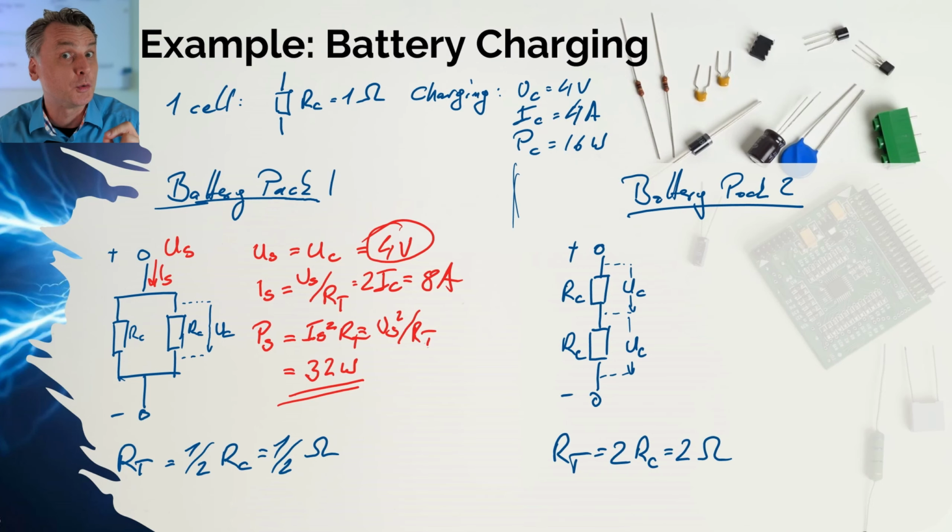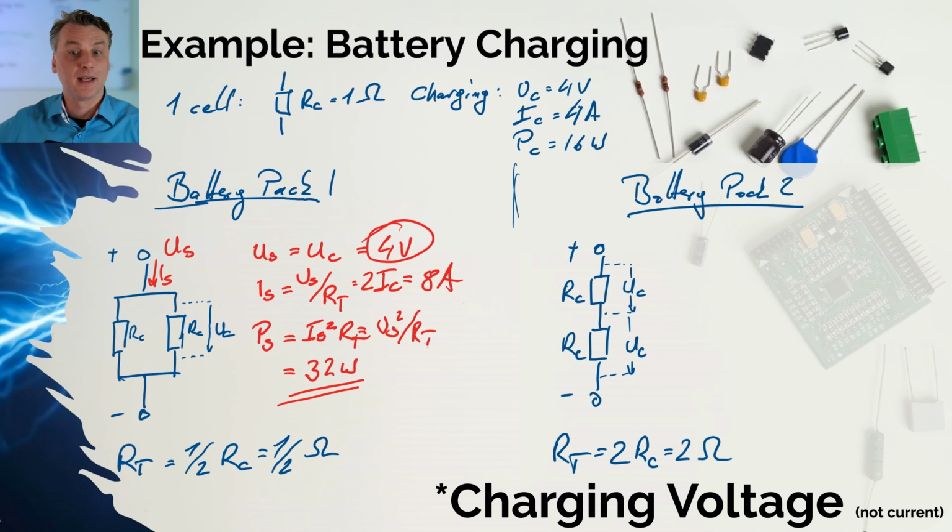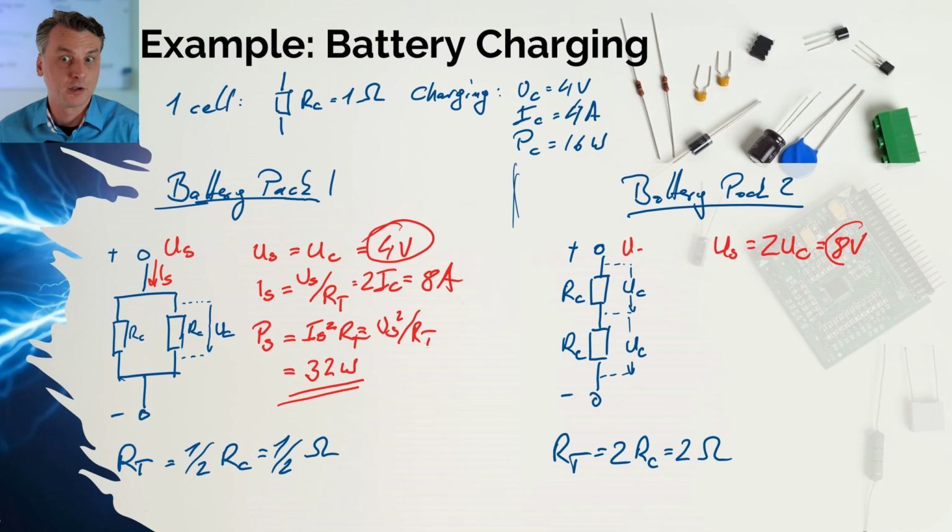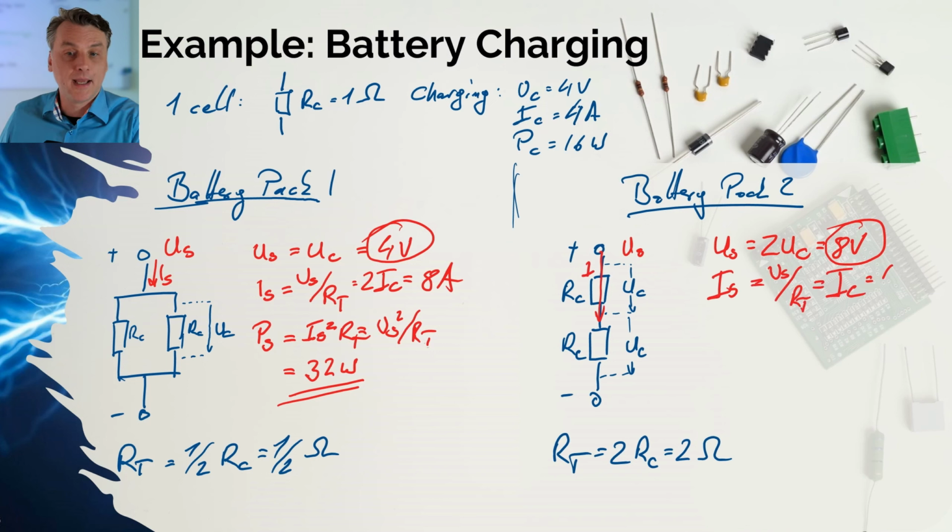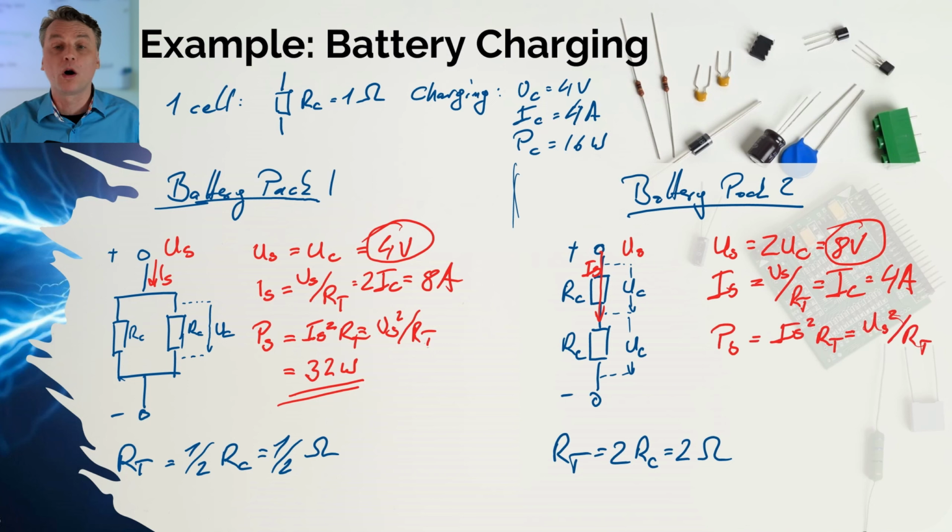Battery pack number 2. What's the supply voltage? Well, we need to supply 2 battery current drops. So that's twice the charging voltage, or 8 volts. The resulting current will be 4 amperes. And what's the power? No matter how you compute it, by I square R or U square over R, the result is the same. An amazing, surprising 32 watts.